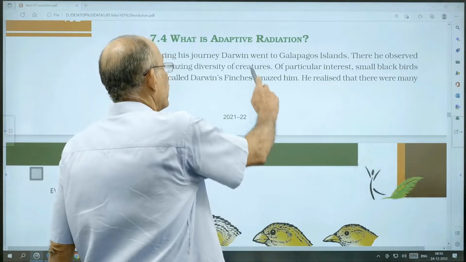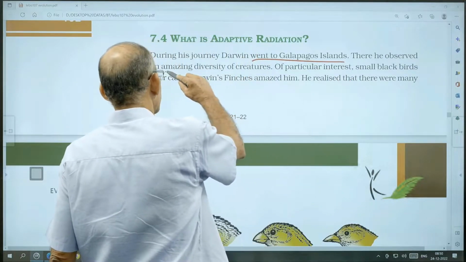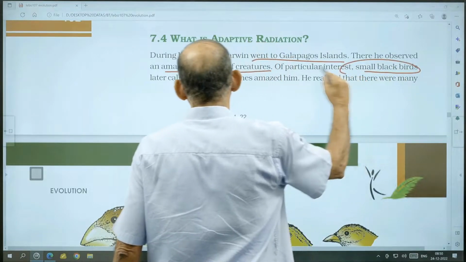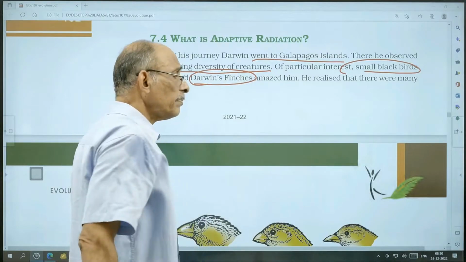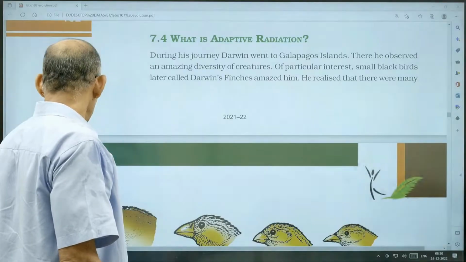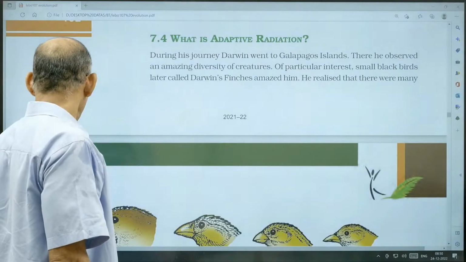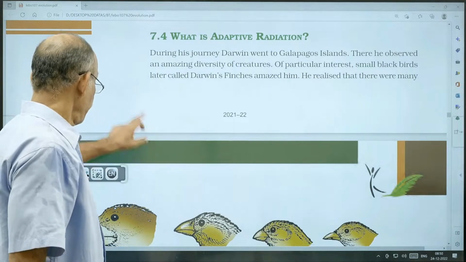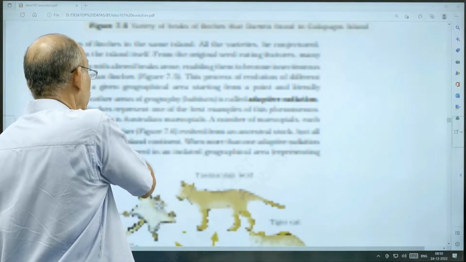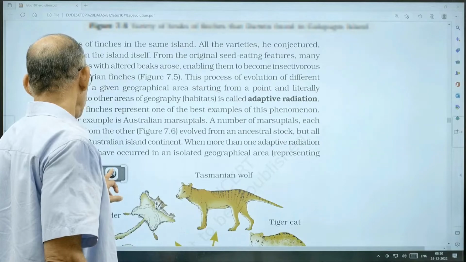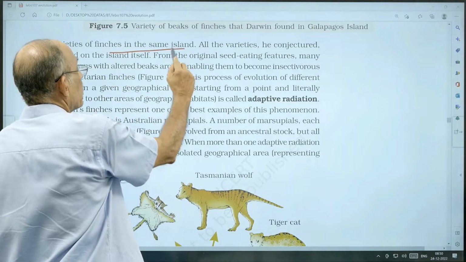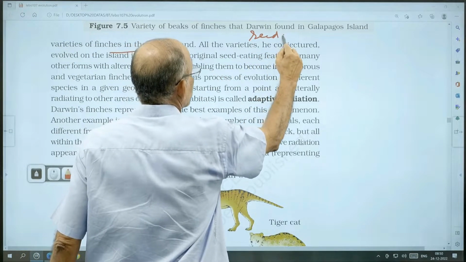When Darwin went to the Galapagos Islands, there he observed an amazing diversity of creatures. Of particular interest were small black birds known as Darwin's finches. Actually, the original finch varieties were what are called seed eaters. Original finches were seed eaters.